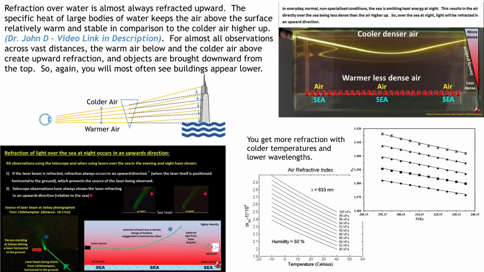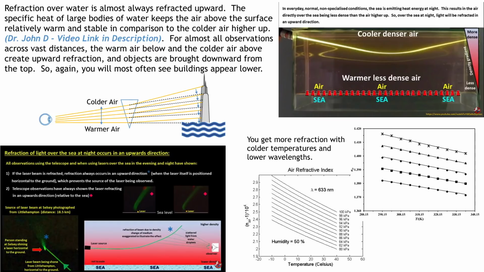So refraction over water is almost always refracted upward. The specific heat of large bodies of water keeps the air above the surface relatively warm and stable in comparison to the colder air higher up. And again, video link in the description. For almost all observations across vast distances, the warm air below and the colder air above create upward refraction, and objects are brought downward from the top. So again, you almost always see buildings appear lower than where they actually are.